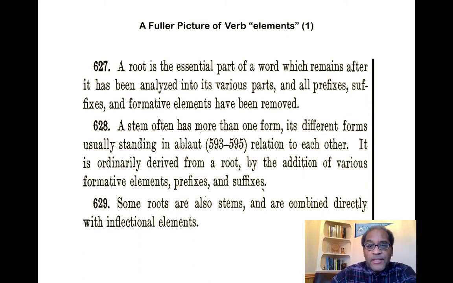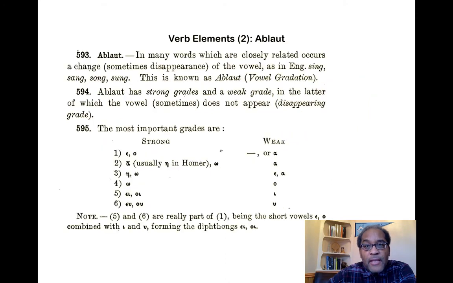So this is just giving you a picture of the stem, which can suffer ablaut variation, and you have various prefixes and suffixes that can be added, and then you have endings. So you have all these internal elements that make a Greek verb very complicated, and I'll demonstrate this pretty soon. But first, let's talk about this notion of ablaut, which goes back to those German philologists of the 18th or 19th century.